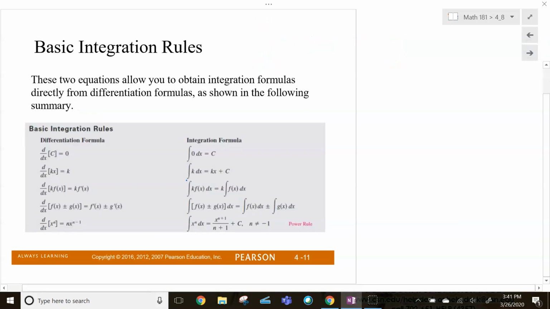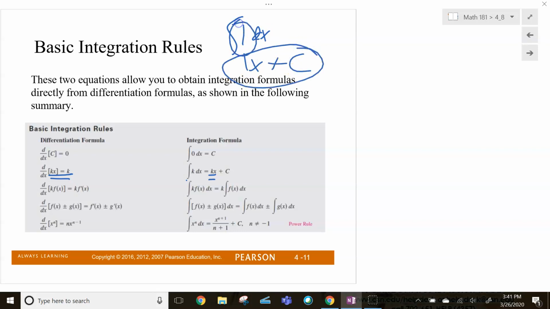So here's some basic integration formulas. If you remember, the derivative of the constant is 0, so the antiderivative of 0 would be the constant. If the derivative of kx is just k, then the antiderivative of k would be kx, right? Again, k is just a constant. So the antiderivative of 1, for example, would be 1x plus a constant, because I know if I take this derivative, I get 1. The antiderivative of 7 is 7x plus a constant, because if I take this derivative, I get 7.